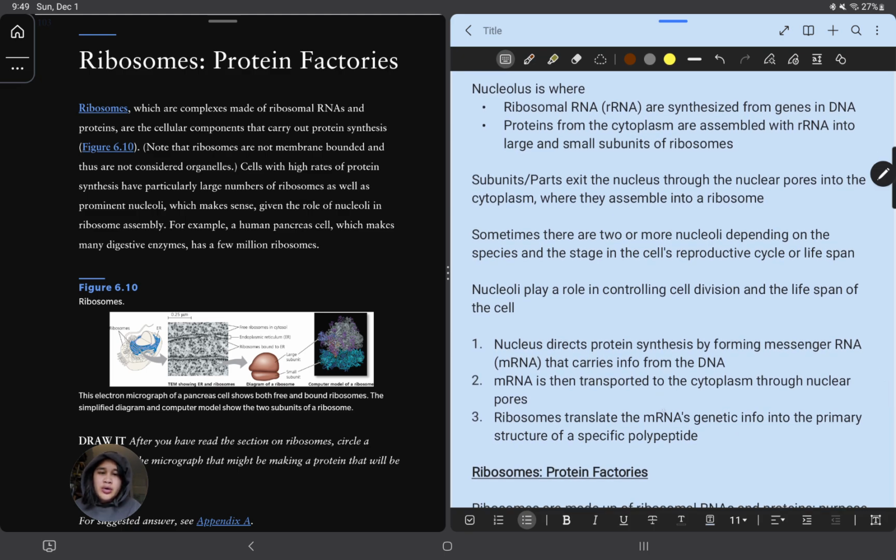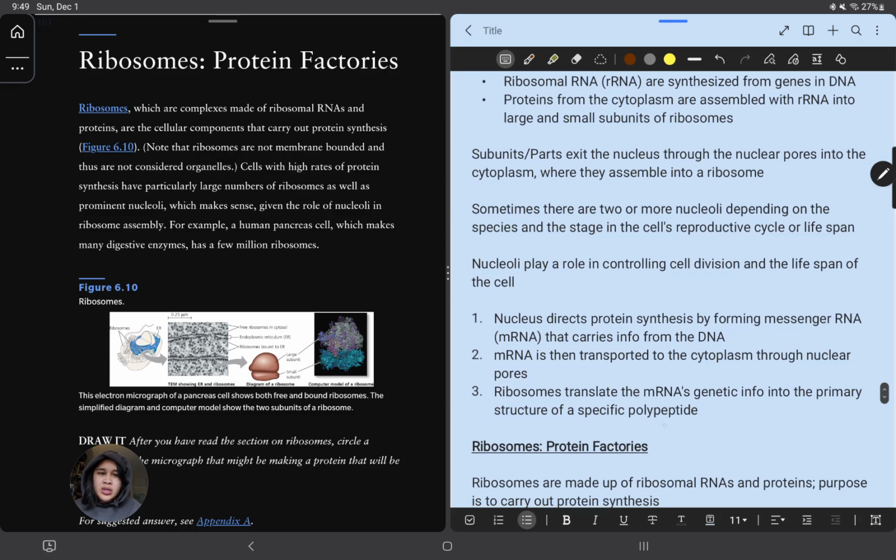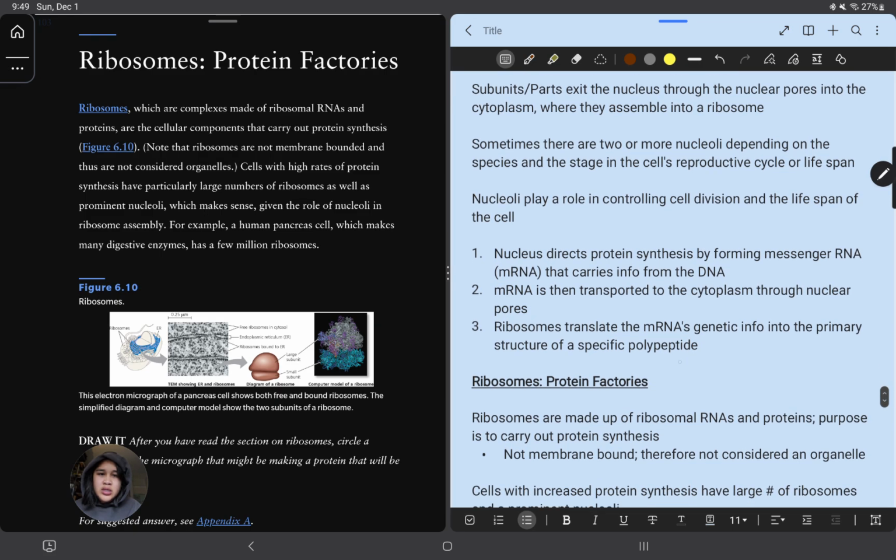The nucleolus is where the ribosomal RNA, rRNA, is synthesized from genes in the cell. Proteins from the cytoplasm are assembled with rRNA into large and small subunits of the ribosome. Subunits, or parts, exit the nucleus through the nuclear pores into the cytoplasm, where they assemble into a ribosome.